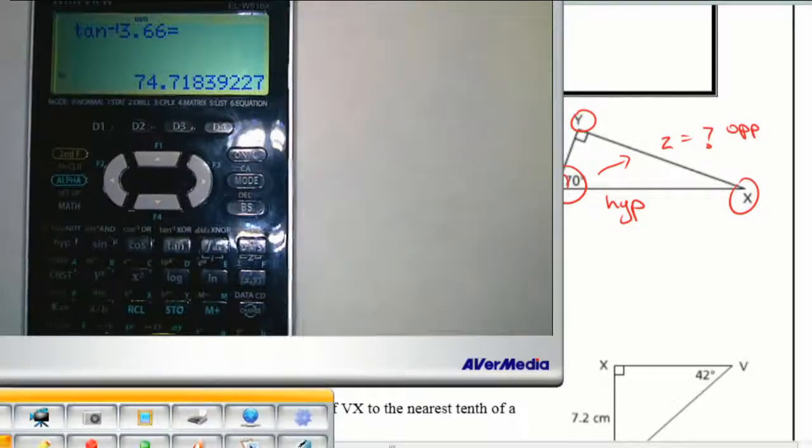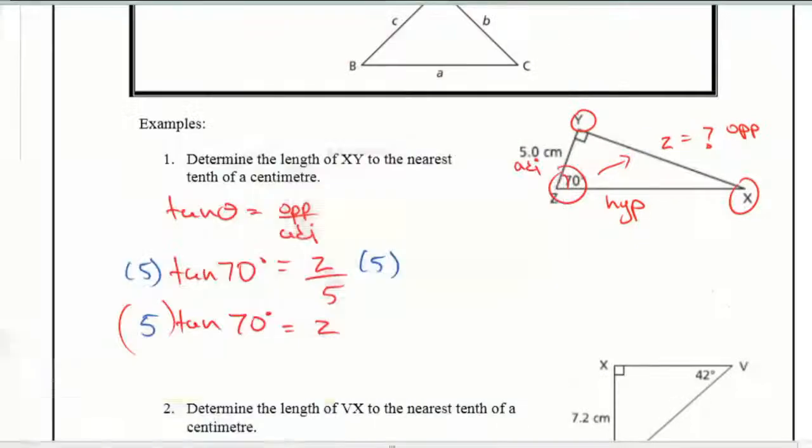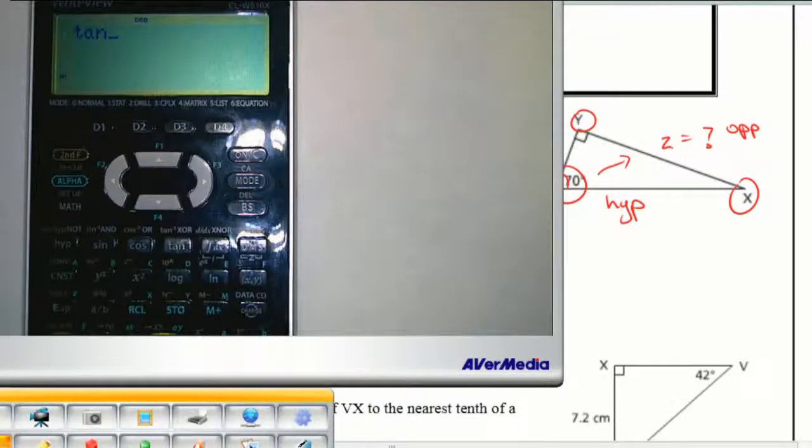So in my calculator, I'm going to figure out what the tangent of 70 is. What I'm going to do is just plug in the tangent and then 70. It's going to give me a decimal. Sorry, tangent of 70 was the question. Tangent of 70. That makes more sense. I get 2.7.